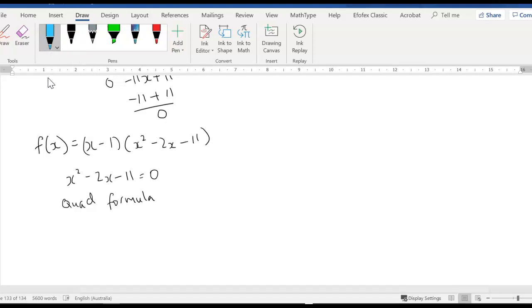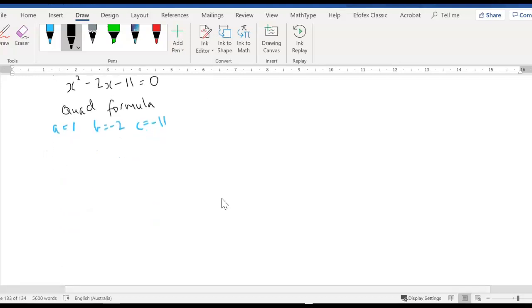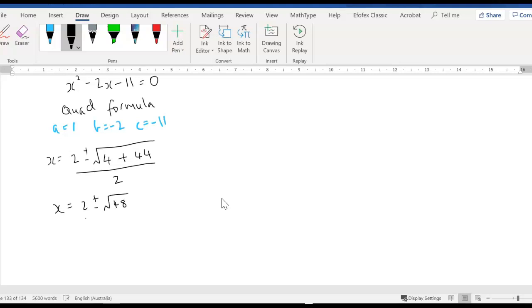Your value of a is the coefficient of x squared, which is 1. Your value of b is negative 2, and c is negative 11. Putting them into the quadratic formula, we get x equals negative b, which is 2, plus or minus the square root of negative 2 squared, which is 4, minus 4 times 1 times negative 11, so it's plus 44, over 2 times a, which is 2. We get x equals 2 plus or minus the square root of 48 over 2.